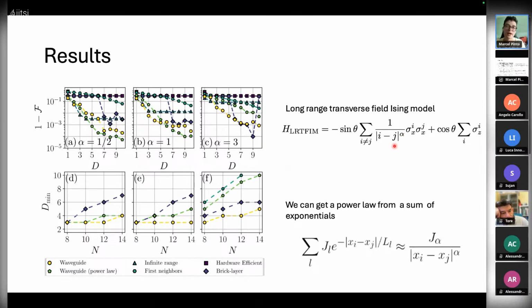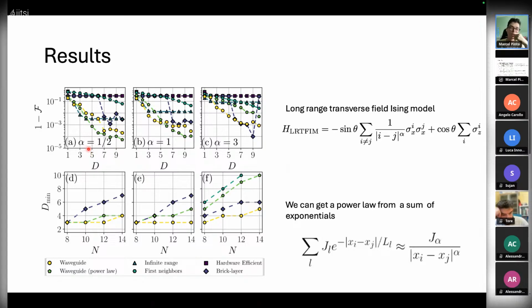It's expected, since the ansatz that they're doing have long range interactions, that they're going to perform better, right? And what they can do also, they introduce a new type of ansatz that is depicted here in green, the waveguide power law, that they can create this power law like interaction by just doing a sum of the exponentials that they already naturally have on their system.